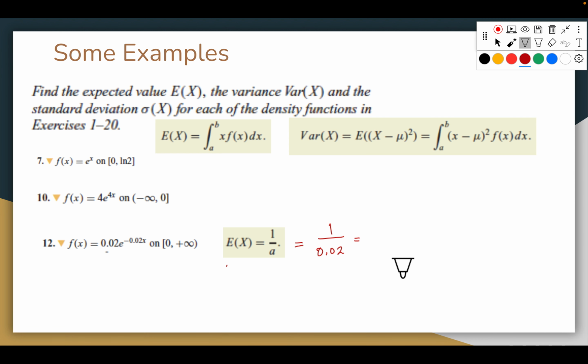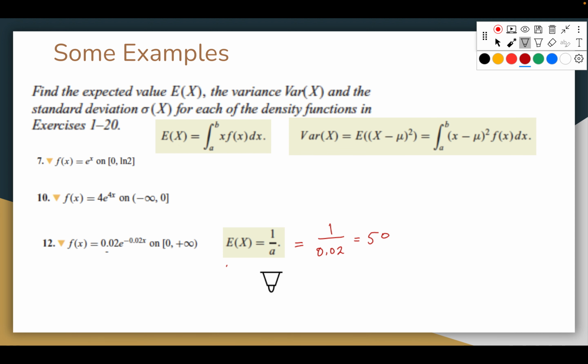Someone got a calculator ready? What is it? 1 over 0.02. Anyone got a calculator? I'm lazy right now, so. No? I think it's 100. 50. Yeah, maybe 50. Okay. 50 sounds about right. So if you take the reciprocal here, you should get about 50.